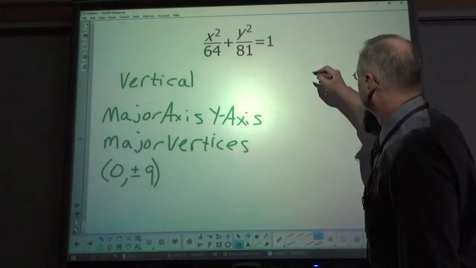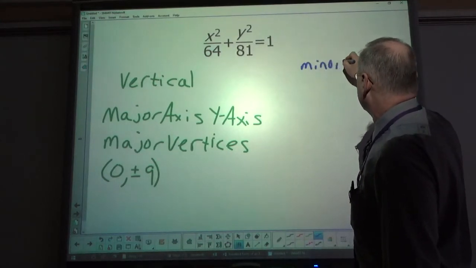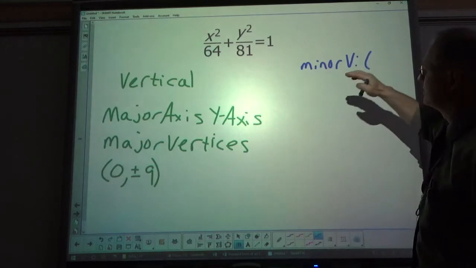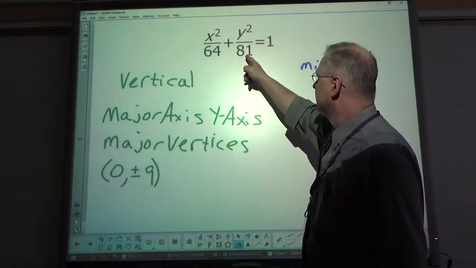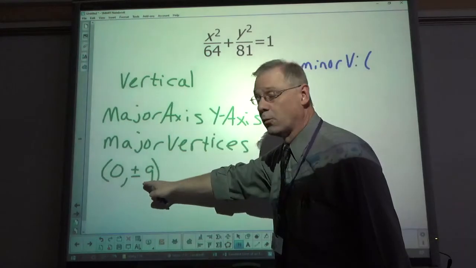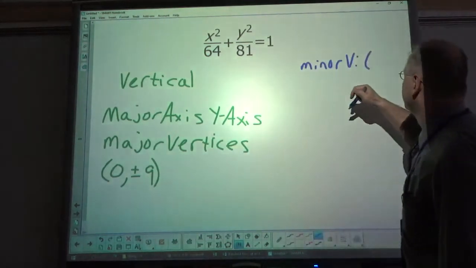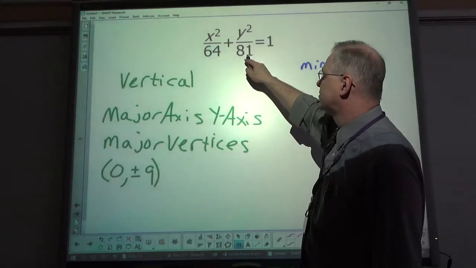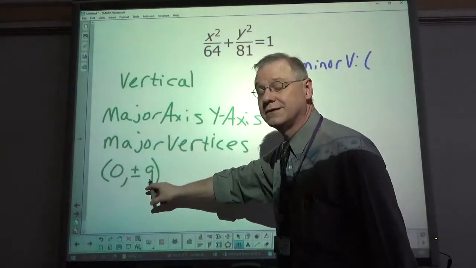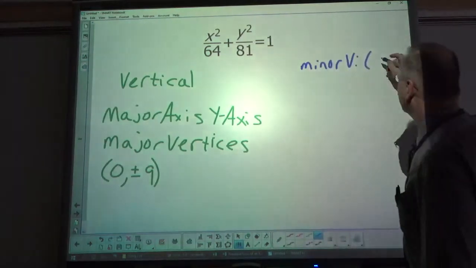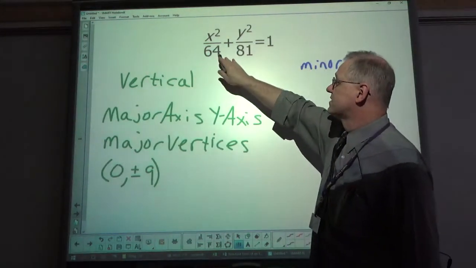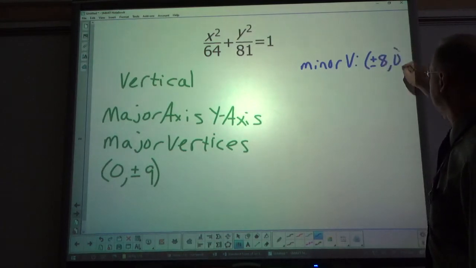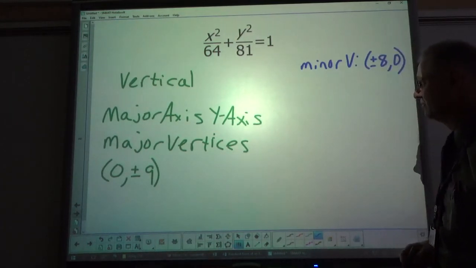The minor vertices are going to be at, notice the y is the bigger denominator, and it's in the y for the major. So the minor, now by the way, I didn't really mention this, b squared is 81, so b is 9. So a squared is 64, a is going to be 8. There are your minor vertices.